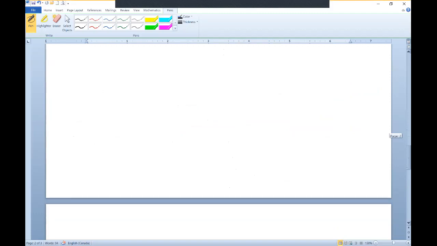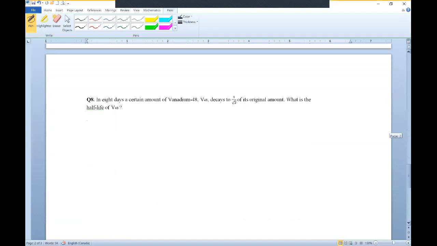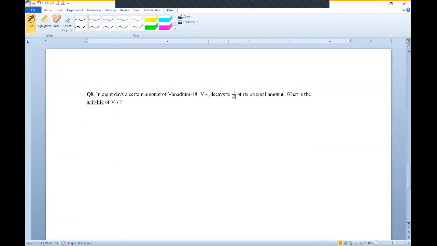Our final question is question 8. Question 8 says, in 8 days, a certain amount of vanadium-48, that's an element, an isotope actually, decays to 1 over root 2 of its original amount. What is the half-life of vanadium-48? And because of the question, it's clearly a half-life problem. But again, some students find this difficult to do.